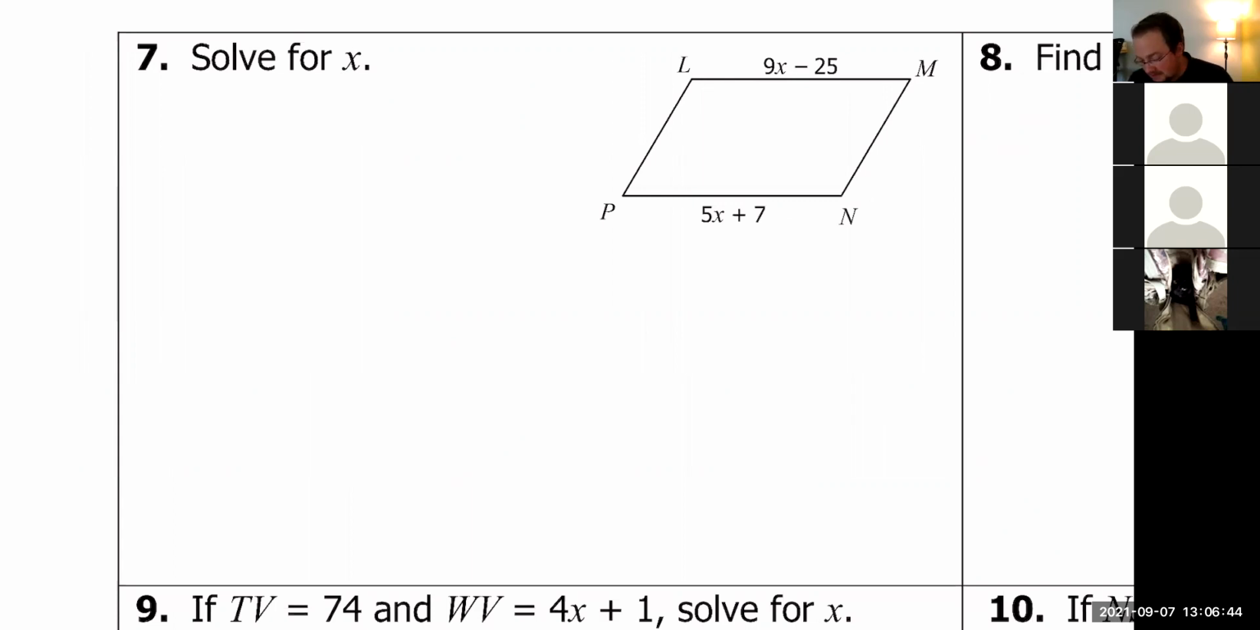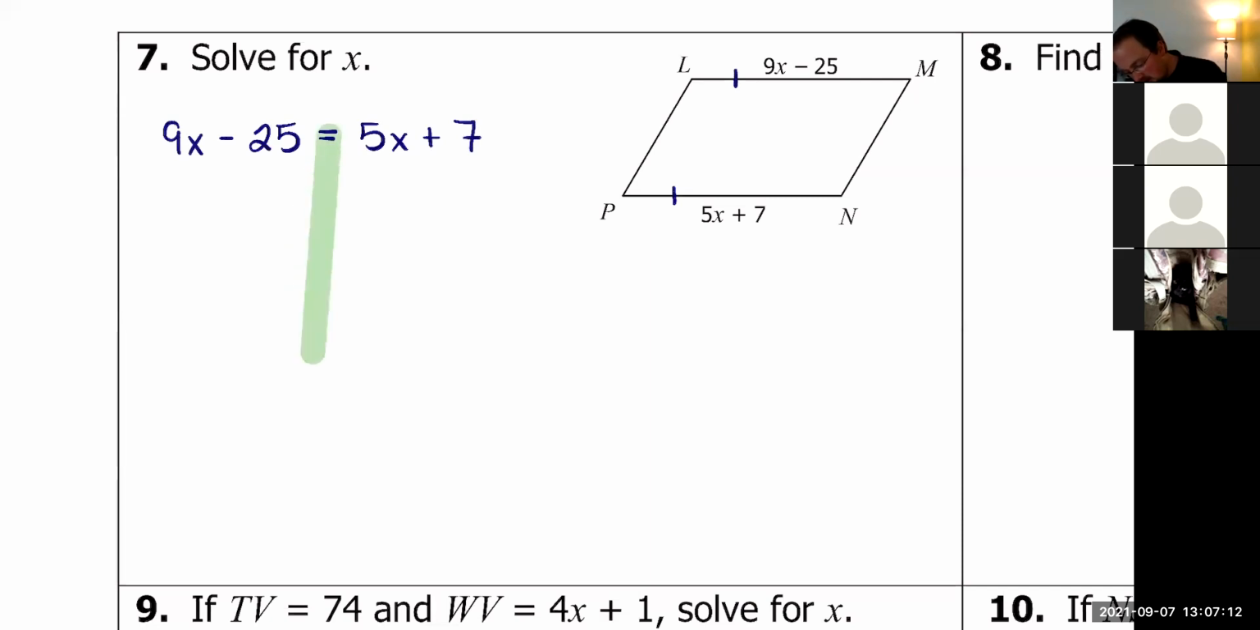9x minus 25 equals 5x plus 7. Why could we set up that relationship? Because they're congruent, and I'm assuming that's because they are opposite sides. Is that correct? Yes. So if they're congruent, they must therefore equal each other. So 9x minus 25 must equal 5x plus 7.